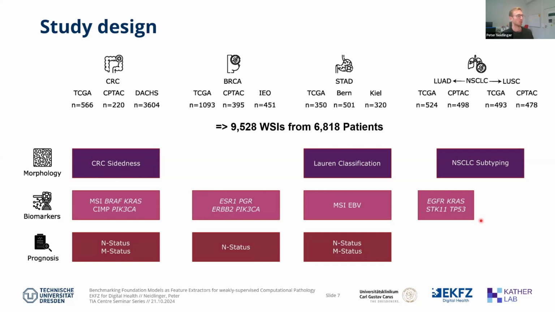Then also some prognostic tasks, and that was whether the cancer spread into the lymph nodes, or even if there are some distant metastases for end stages. And so in total, these were 31 tasks.